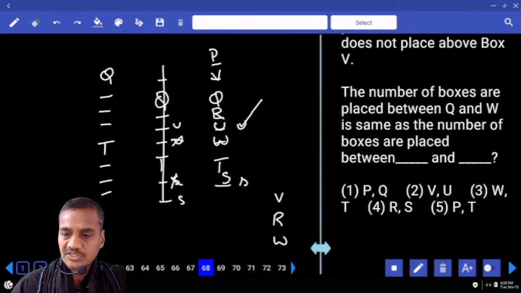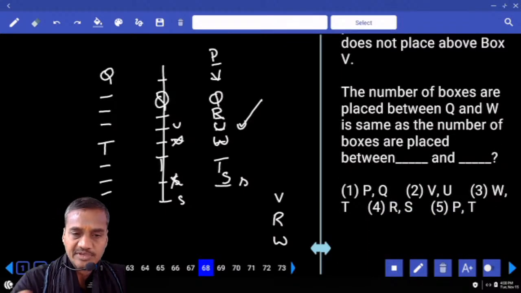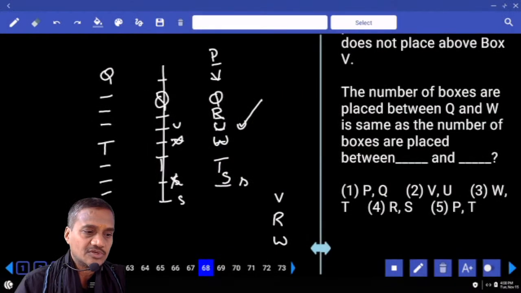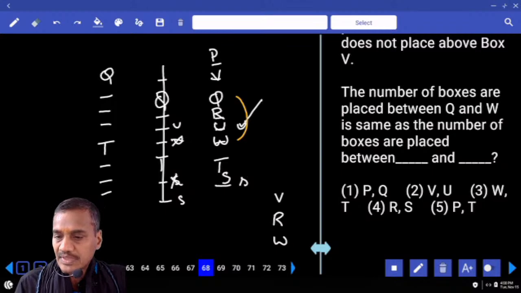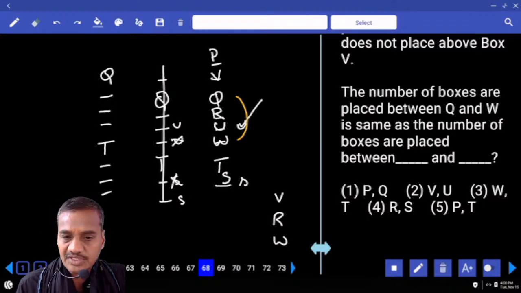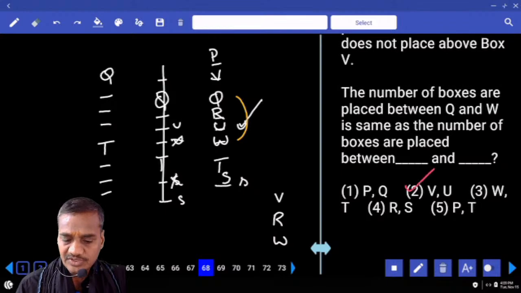Question 68. The number of boxes between Q and W. Here in between Q and W, how many boxes are there? There are only 2 boxes. In between Q and W, there are 2 boxes, which is the same as the number of boxes between. Now P and Q, there is only 1 box. V and U, there are 2 boxes. And so what is your answer? Choice 2, question number 68.